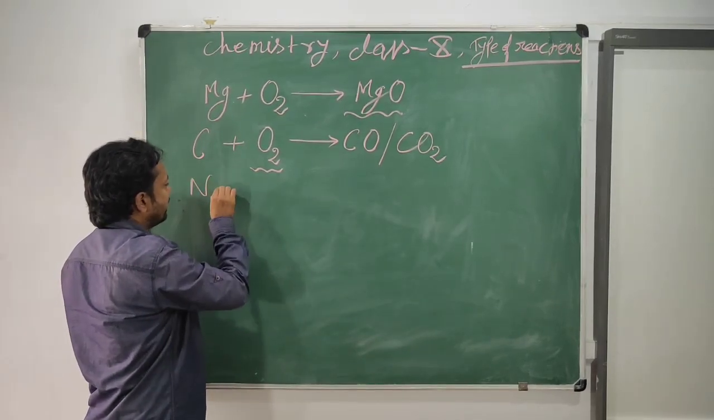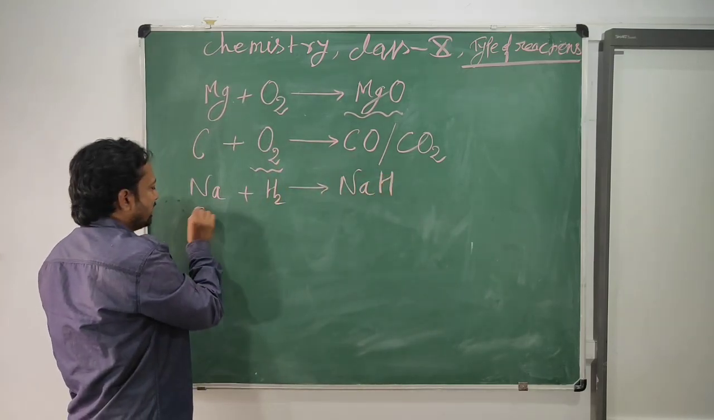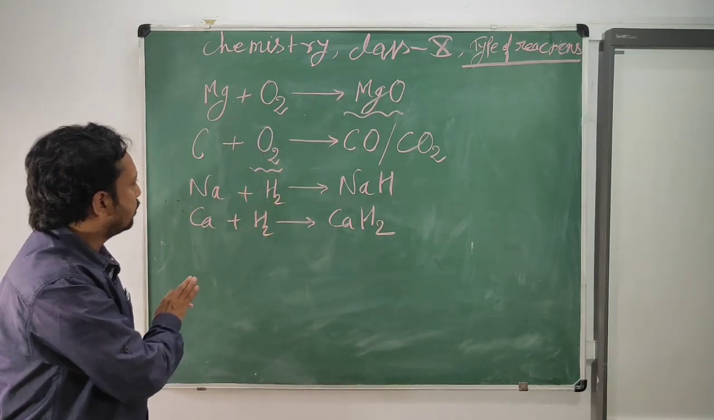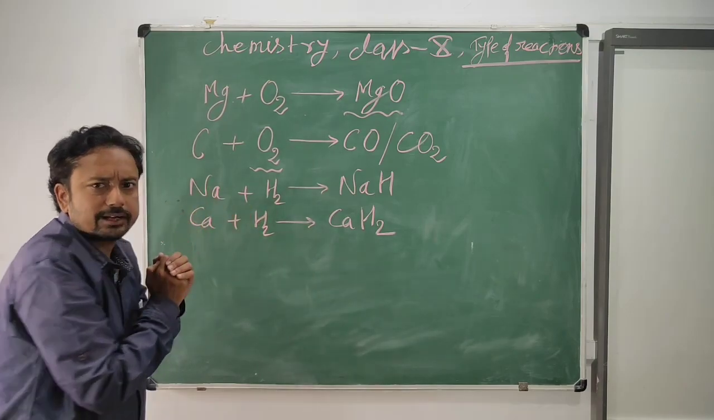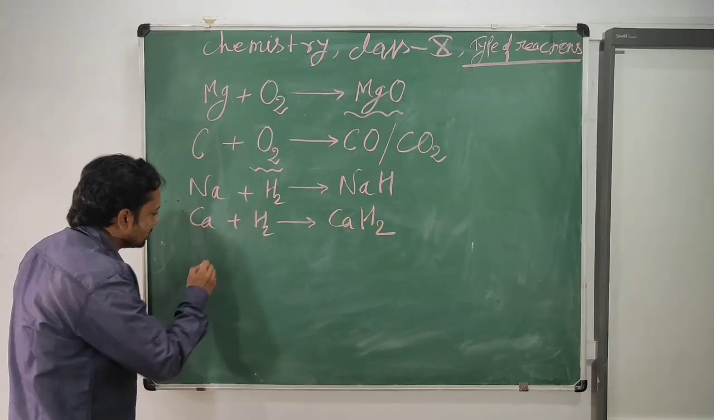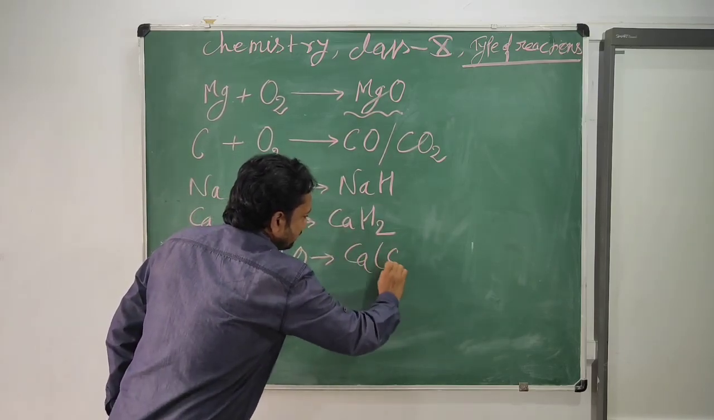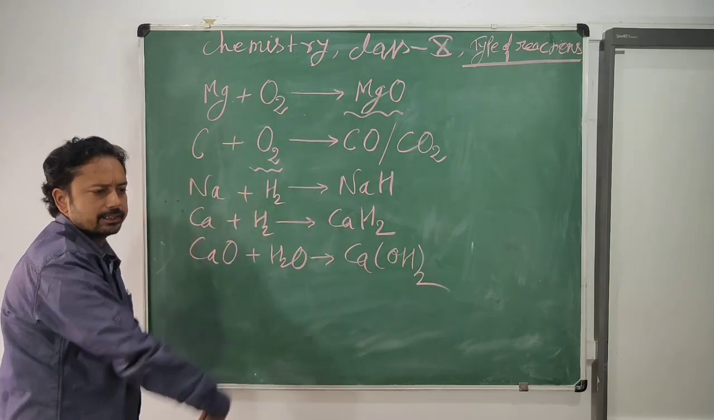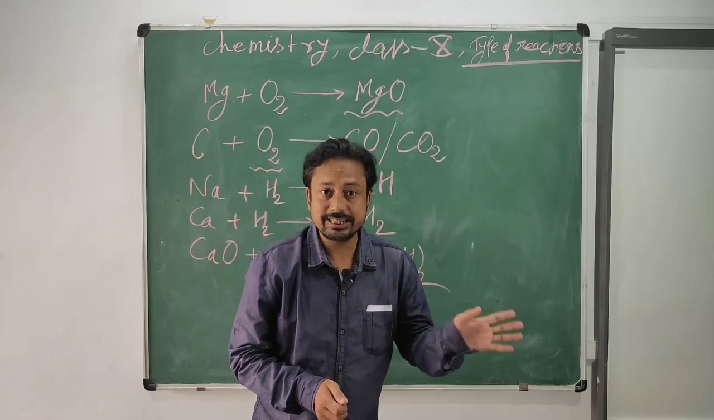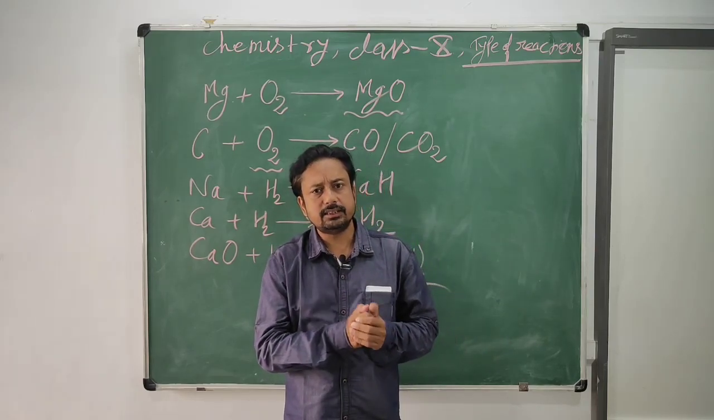Similarly, metals like sodium react with hydrogen to form sodium hydride. Calcium also reacts with hydrogen to form calcium hydride. All of these are combination reactions because two or more reactants combine together and form a new single product. Other examples of combination reactions: calcium oxide dissolves in water, then it forms calcium hydroxide. So this is also a combination reaction. In a combination reaction the condition is only one: the product must be single. Reactants may be two or more, no problem, but the product is still one, and such reactions are termed combination reactions.